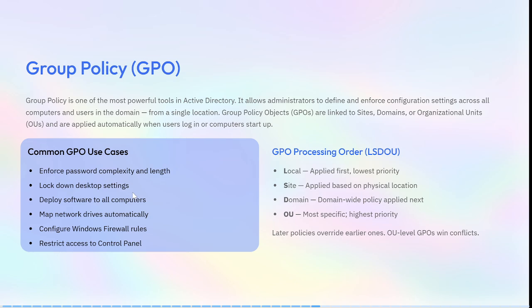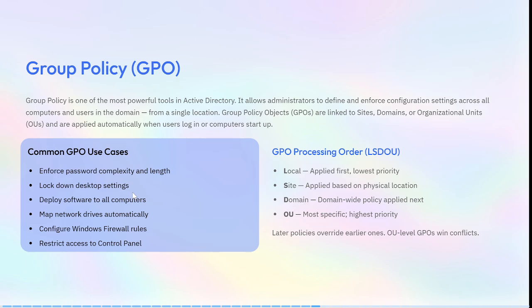Generally, this is the group policy processing order. Any policy applied in the local machine applies first. If you write any group policy on your local machine, that will apply, and that will have the lowest priority. On top of that, any policy applied from the site will be applied on top of the local one.